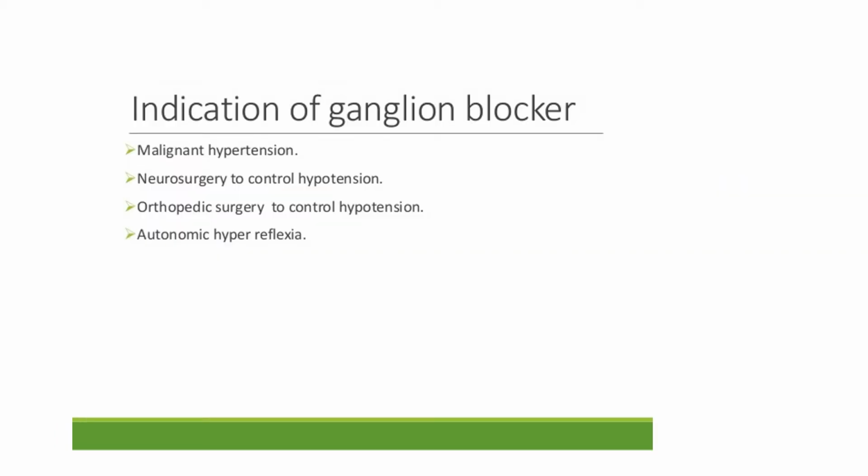Indications for ganglionic blockers: we can use ganglionic blockers, but they are not usually used. Still, the indications are malignant hypertension, neurosurgery to control hypotension, orthopedic surgery to control hypotension, and autonomic hyperreflexia. These are the few indications. If they are used, they can be used for these four indications.